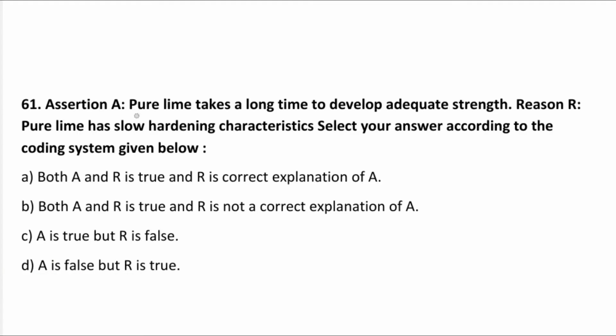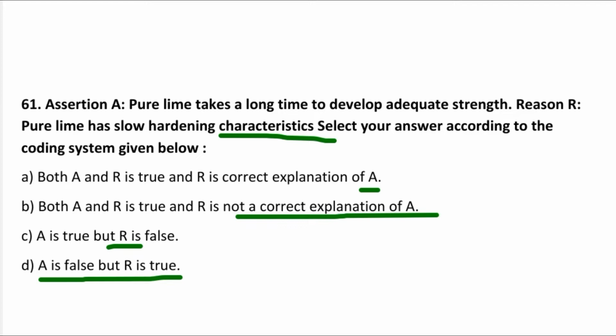Next question, assertion A: pure lime takes a long time to develop adequate strength. Reason R: pure lime has slow hardening characteristics. Select according to the coding system given below. Option A, both A and R are true and R is the correct explanation of A. Option B, both A and R are true and R is not the correct explanation of A. Option C, A is true but R is false. Option D, A is false but R is true. The correct answer is option A, both A and R are true and R is the correct explanation of A.